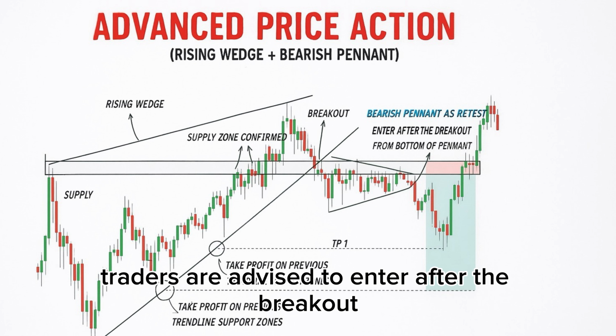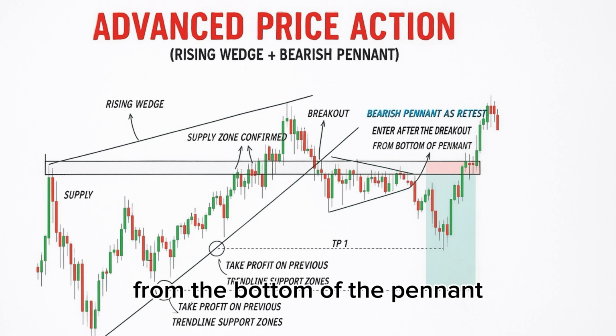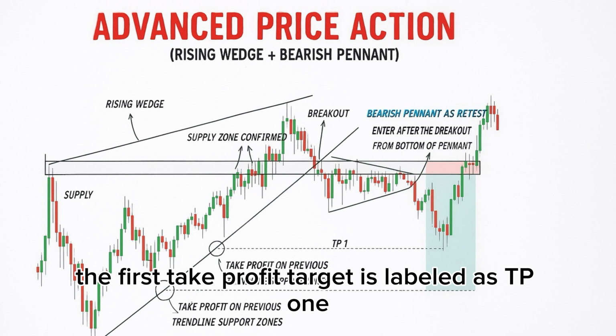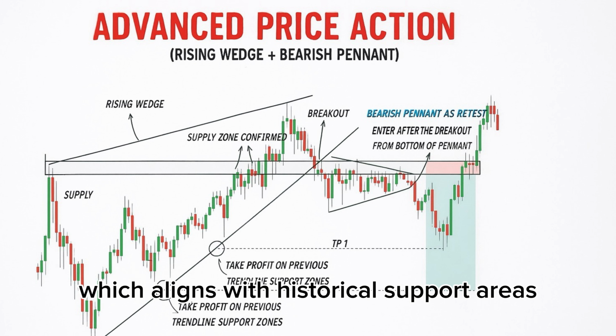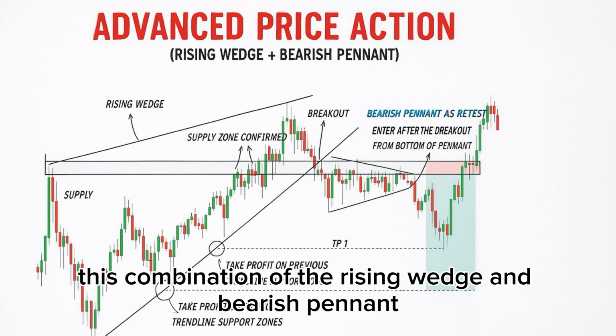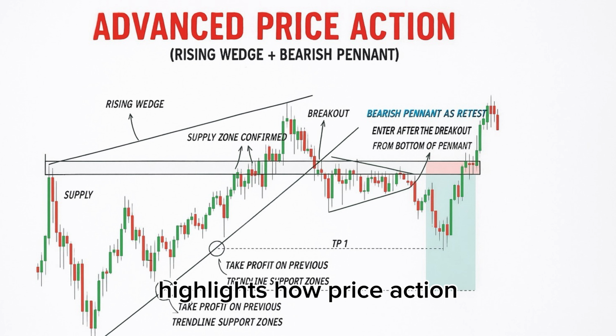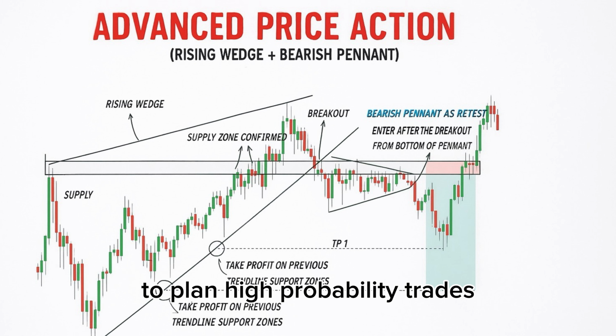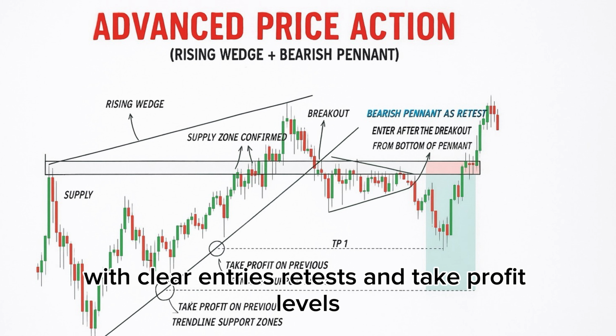Traders are advised to enter after the breakout from the bottom of the pennant and take profits on previous trendline support zones. The first take-profit target is labeled as TP1, which aligns with historical support areas. This combination of the rising wedge and bearish pennant highlights how price-action traders can use confluence of patterns and zones to plan high-probability trades with clear entries, retests, and take-profit levels.